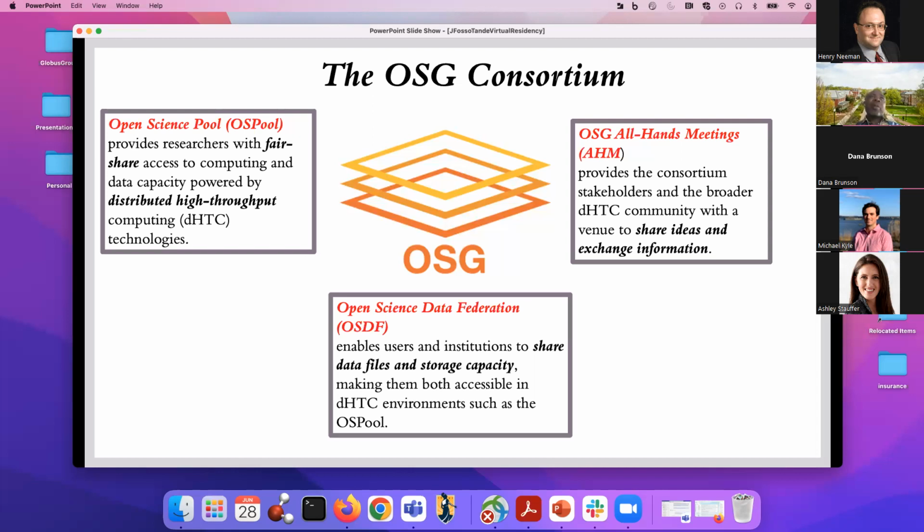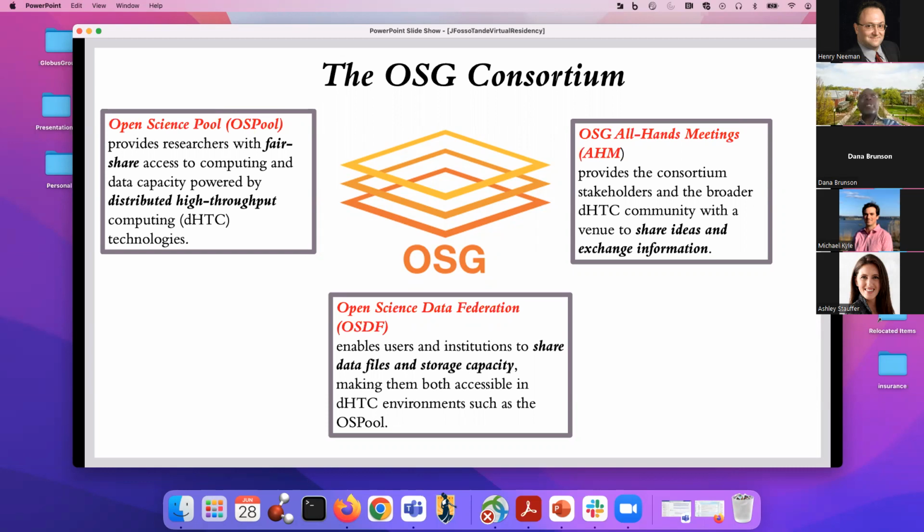And you equally have the Open Science Data Federation. I think this one is new. It enables users and institutions to share data files and storage capacity. So this makes them both accessible on the distributed high throughput computing, such as the OS pool that we just talked about.